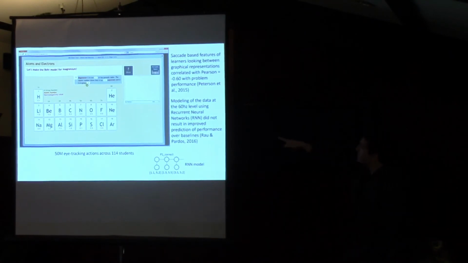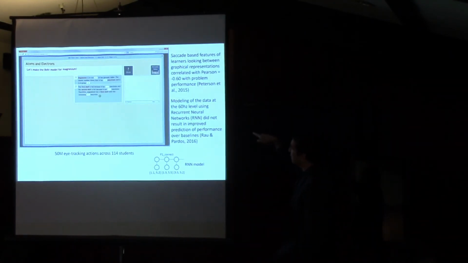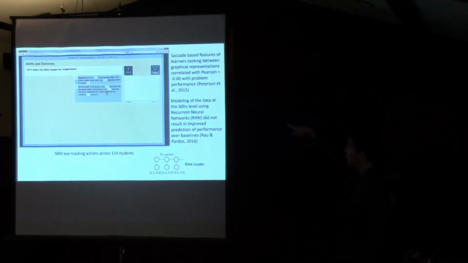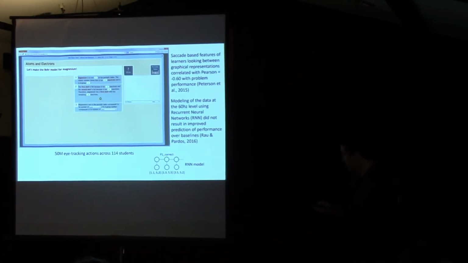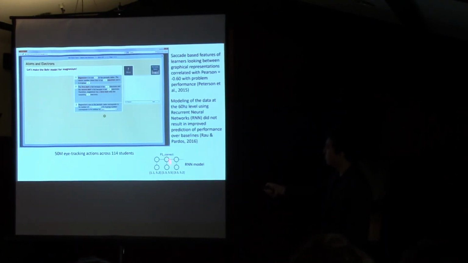So in work that was applied to this at the 60 hertz, actually this should be 30 hertz level, using recurrent neural networks, what we tried to do was see if we could predict that same performance, but using the raw data, right? Every single eye position, 30 times a second, was the input, and then the output, whenever there was a problem answer, was a probability that it was correct, and how well do we do at this?